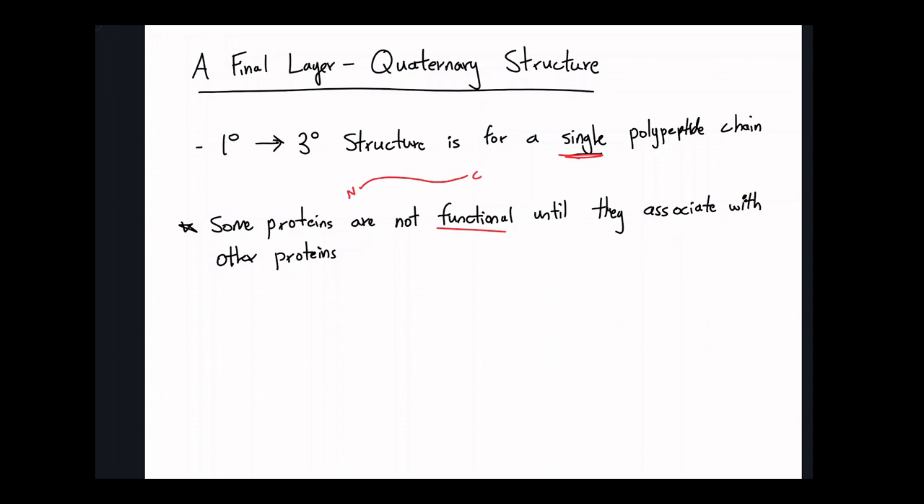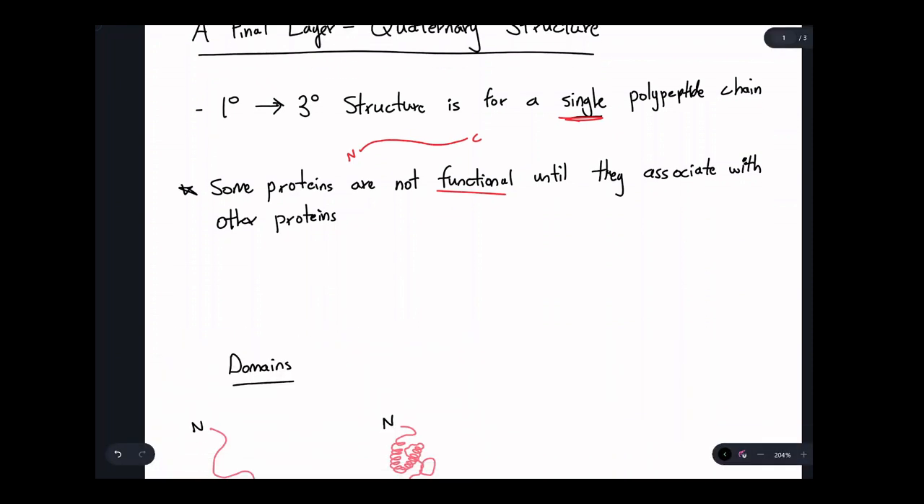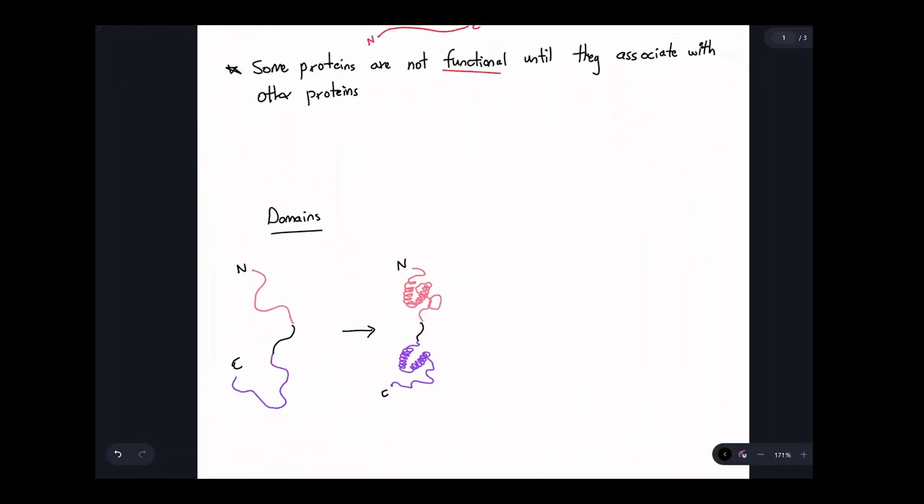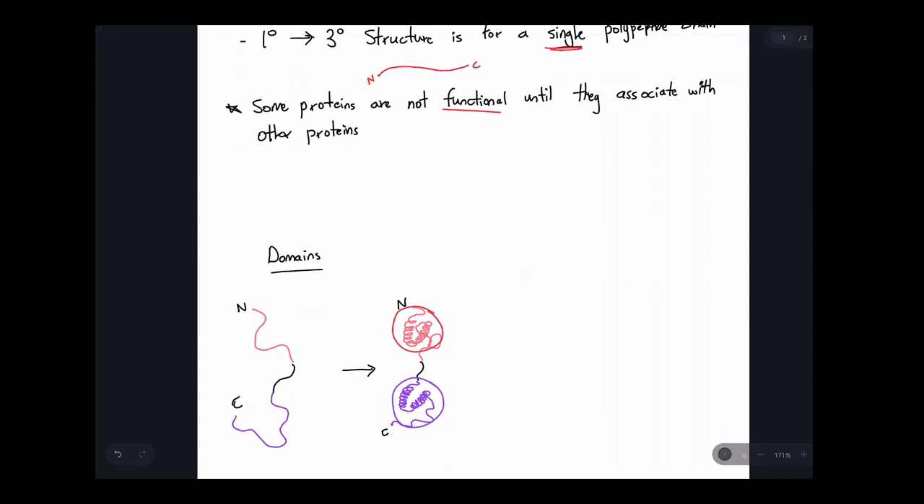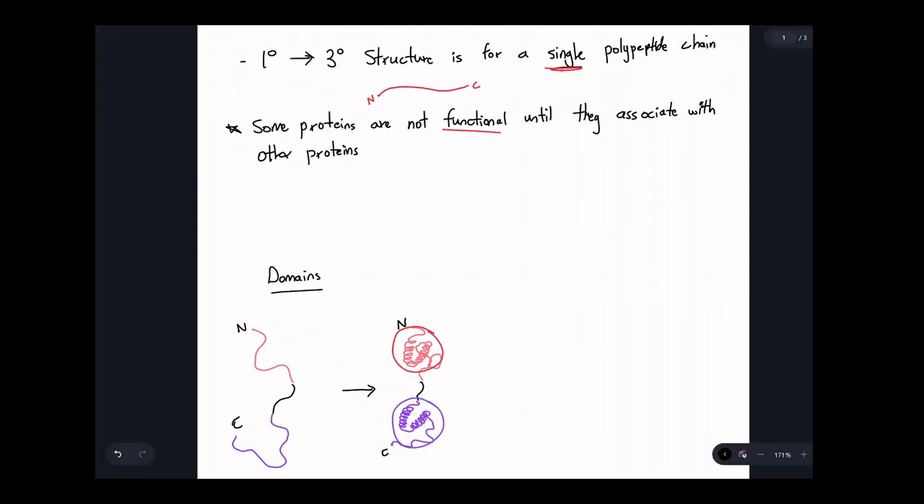Now, when I say other proteins, be sure not to confuse this with domains. When we talk about domains, remember this is still a single polypeptide, right? This is one chemical that folds in one region like this and one region like this. These are domains, so this is still tertiary structure. It's a single polypeptide chain that is folding in a specific way.